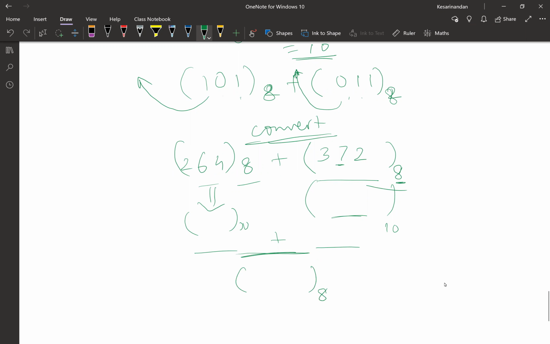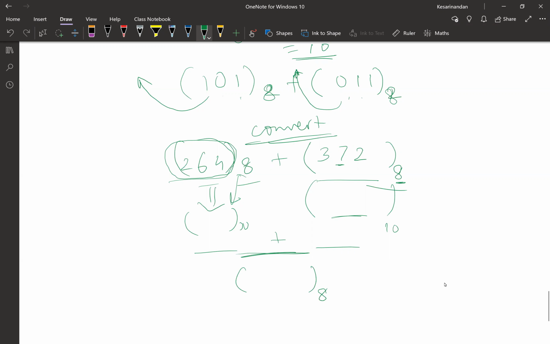Do you know how you will convert this from base 8 to base 10? Anybody who can tell me? We'll convert it to binary first. No, base 8 means 8 power 0 into 4, then 8 power 1 into 6, then 8 power 2 into 2. Yes, perfectly. Then you can directly do it, guys.